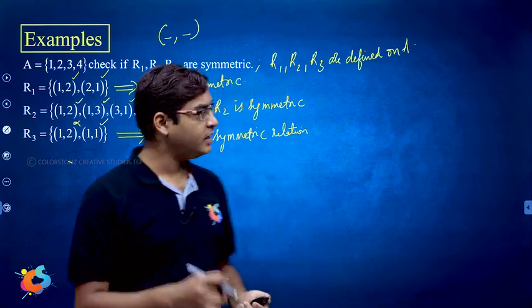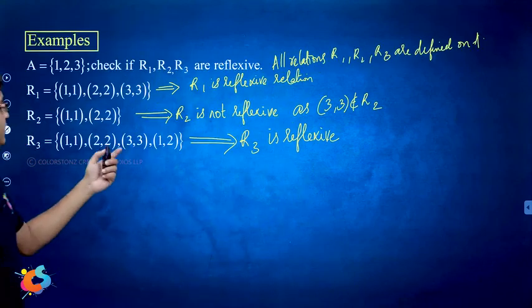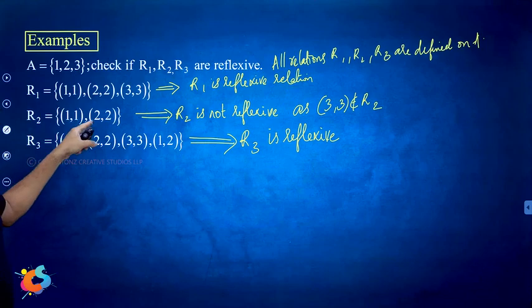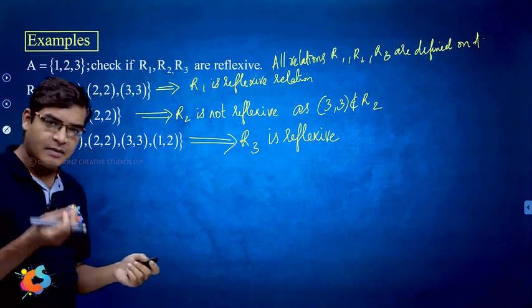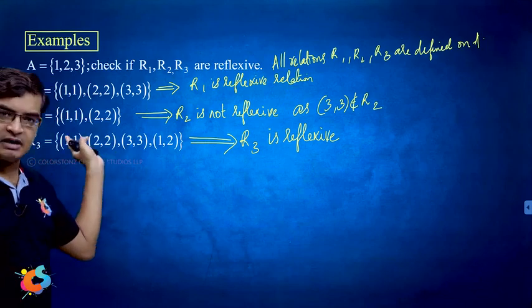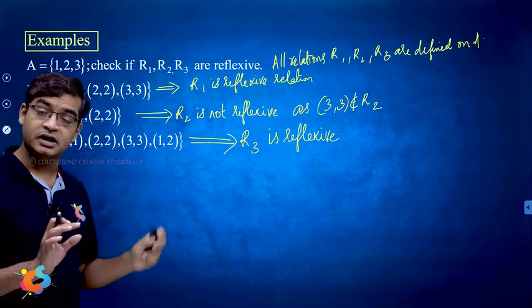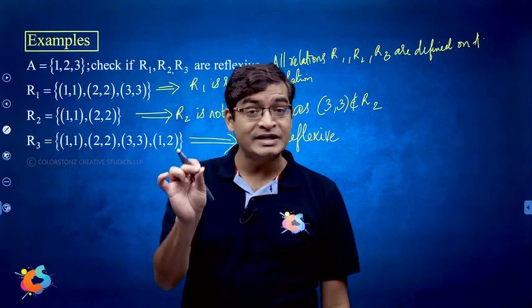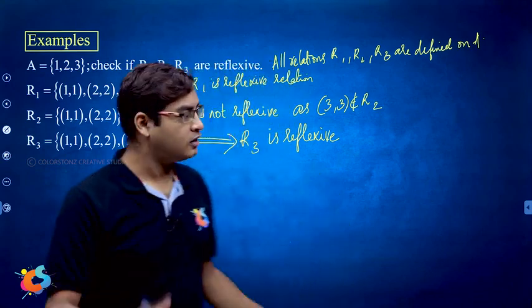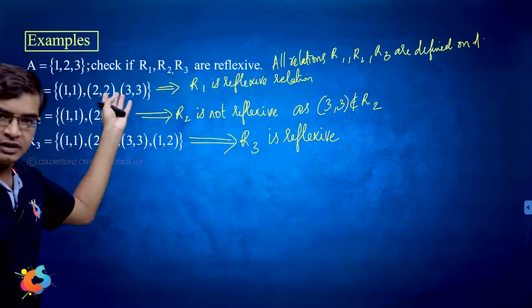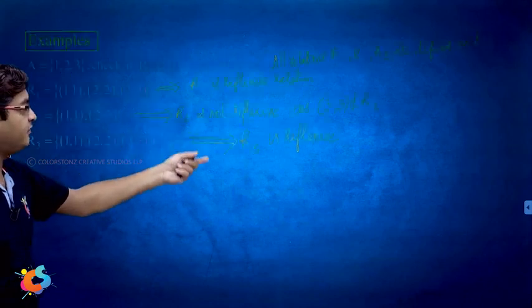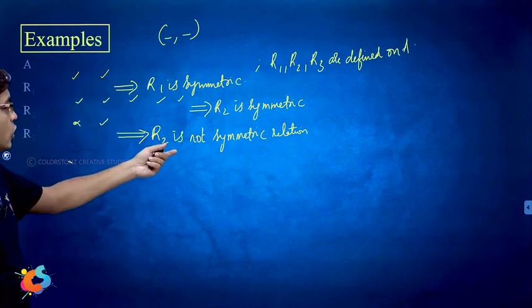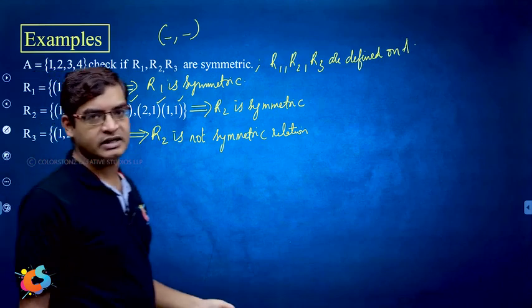Okay. The same thing in reflexive also. See, here we have seen 1, 1 is there, 2, 2 is there. Only 3, 3 is not there. Everything else is there. 1, 1 is there, 2, 2 is there. But even if you have at least one place where the rule is breaking, then it will not be that relation. Okay. So here it is not reflexive, and here it is not symmetric. I hope it is clear, right?